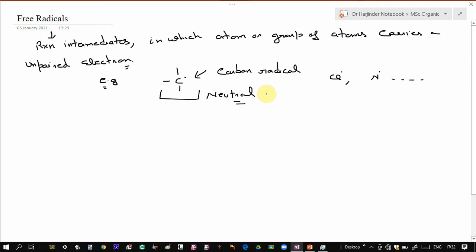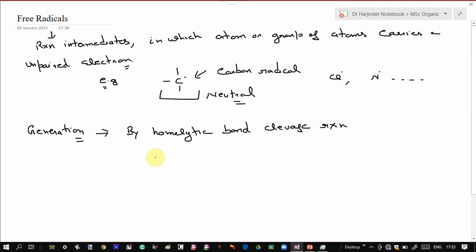Now, these free radicals can be easily generated by various methods, but the fundamental thing for their generation is that they can be generated by homolytic bond cleavage. They can be generated by a homolytic bond cleavage reaction. Homolytic bond cleavage means suppose you have any bond, say a carbon-carbon bond, and in between you have a bond pair of electrons.